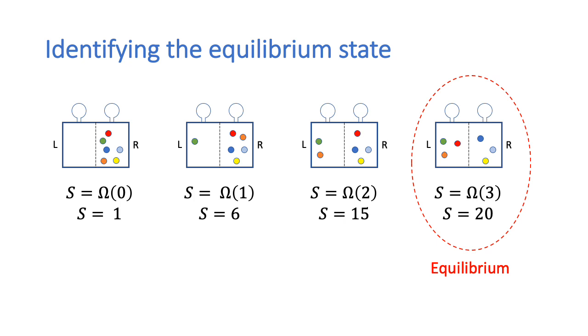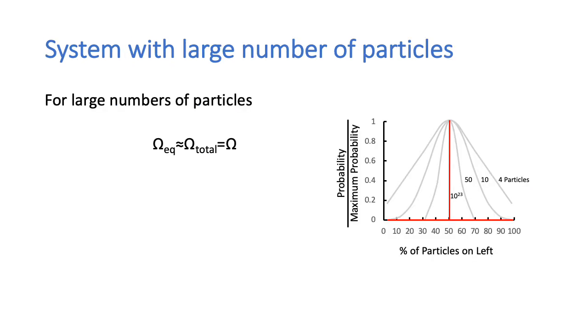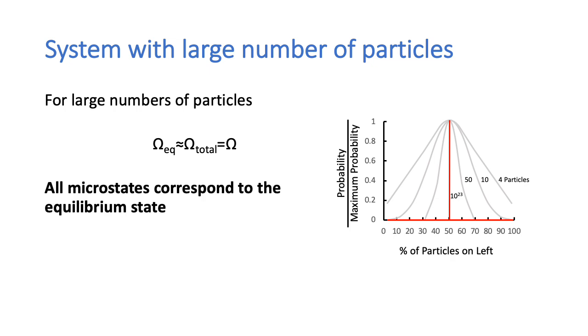Now with a small number of particles, this is probable, but we will see lots of occasions where we don't have an equal distribution. However, if we have a very large number of particles, then we know that the distribution is going to be such that all the microstates correspond to this equilibrium state. So omega equilibrium will be equal to omega total, and we can drop the subscript and just put that as omega. So all the microstates correspond to the equilibrium state.